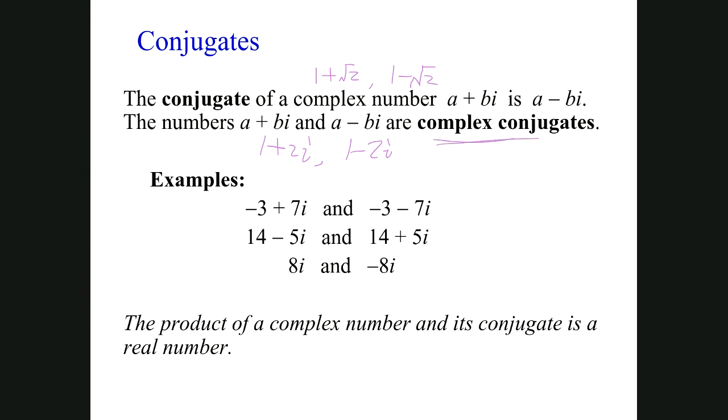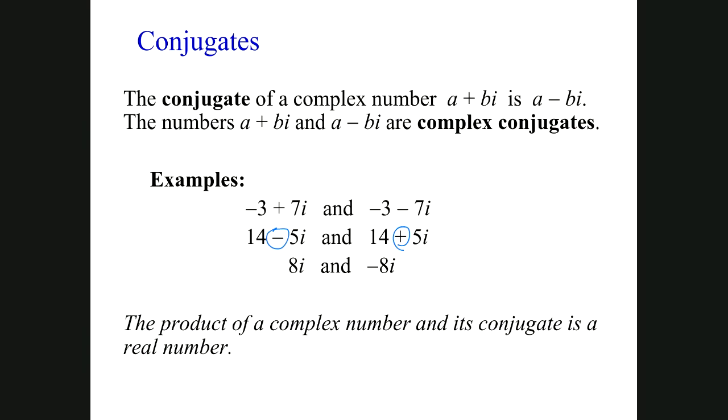If I have negative 3 plus 7i, what is the conjugate? Well, my a here is negative 3, right? My b here is 7i. So I have a plus bi. My conjugate will be a minus bi. So change this one into minus in here. Okay. If you have a minus bi, the conjugate will be a plus bi. So just change this one into positive. Okay. The rest of the number is the same.